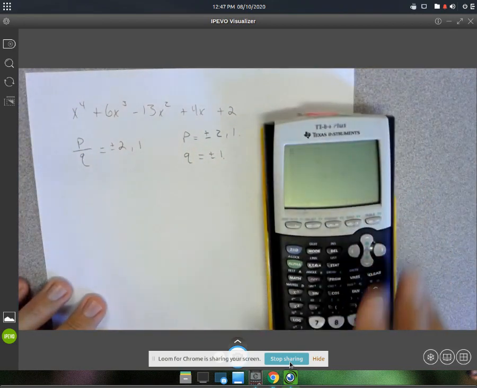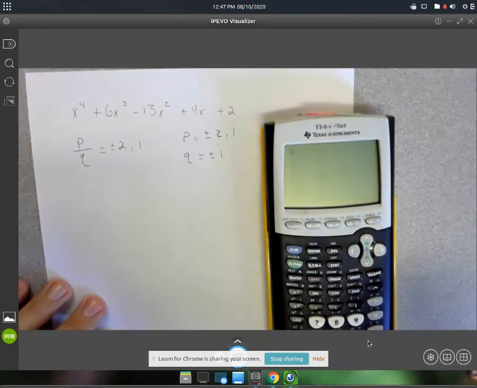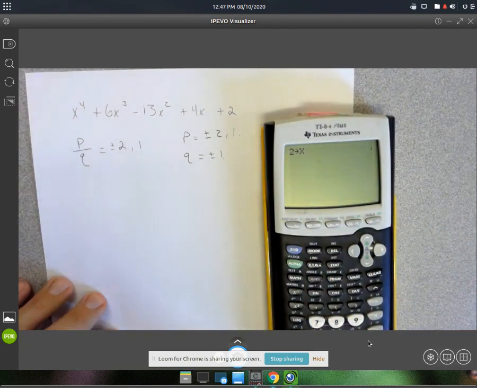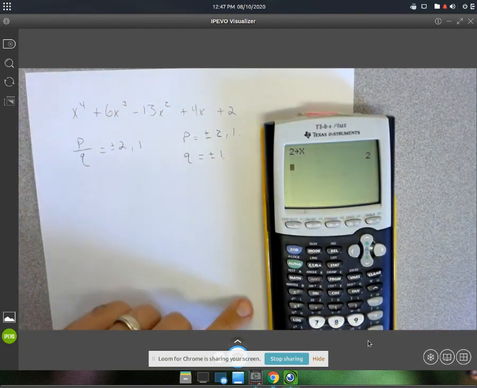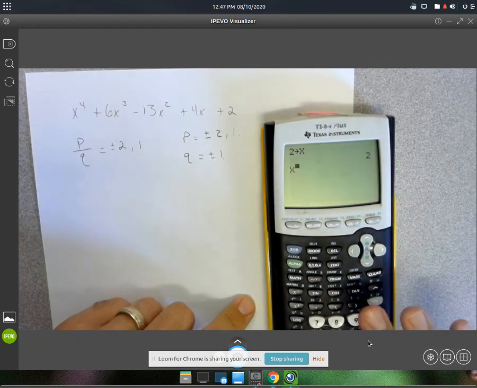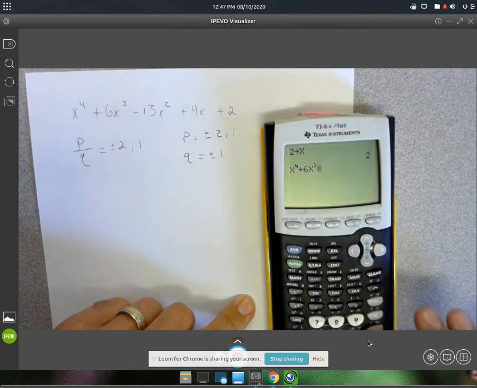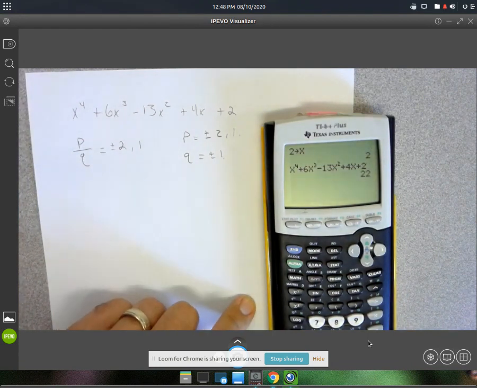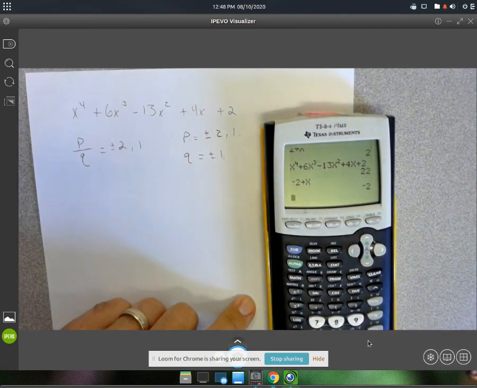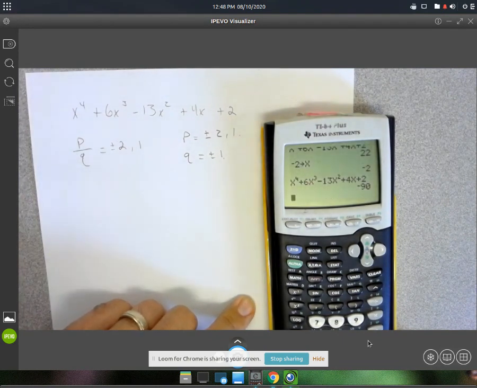So we're going to take each one of these. Start with 2. 2 stored for x, and we're going to plug it into this expression and hope to get 0. x to the 4th plus 6x cubed minus 13x squared plus 4x plus 2. When we plug in 2, we get 22. So that does not work. How about negative 2? Stored for x. Type in the original again, and we're going to get negative 90. So that does not work.